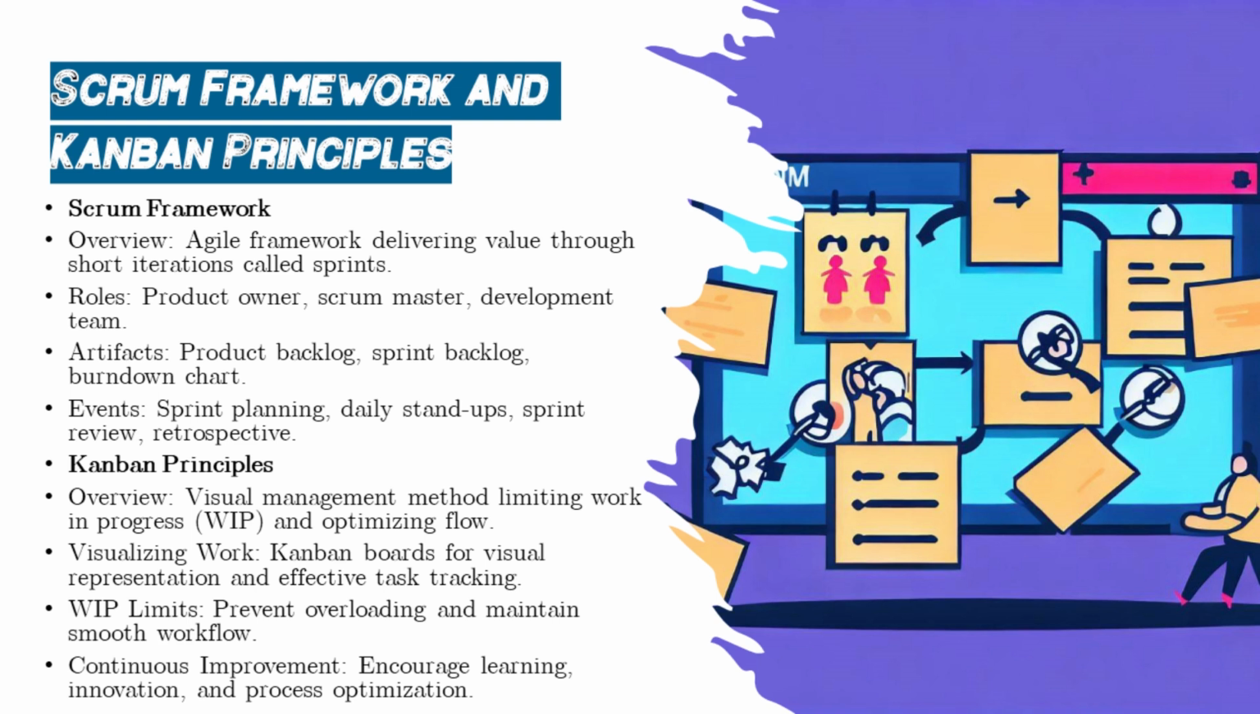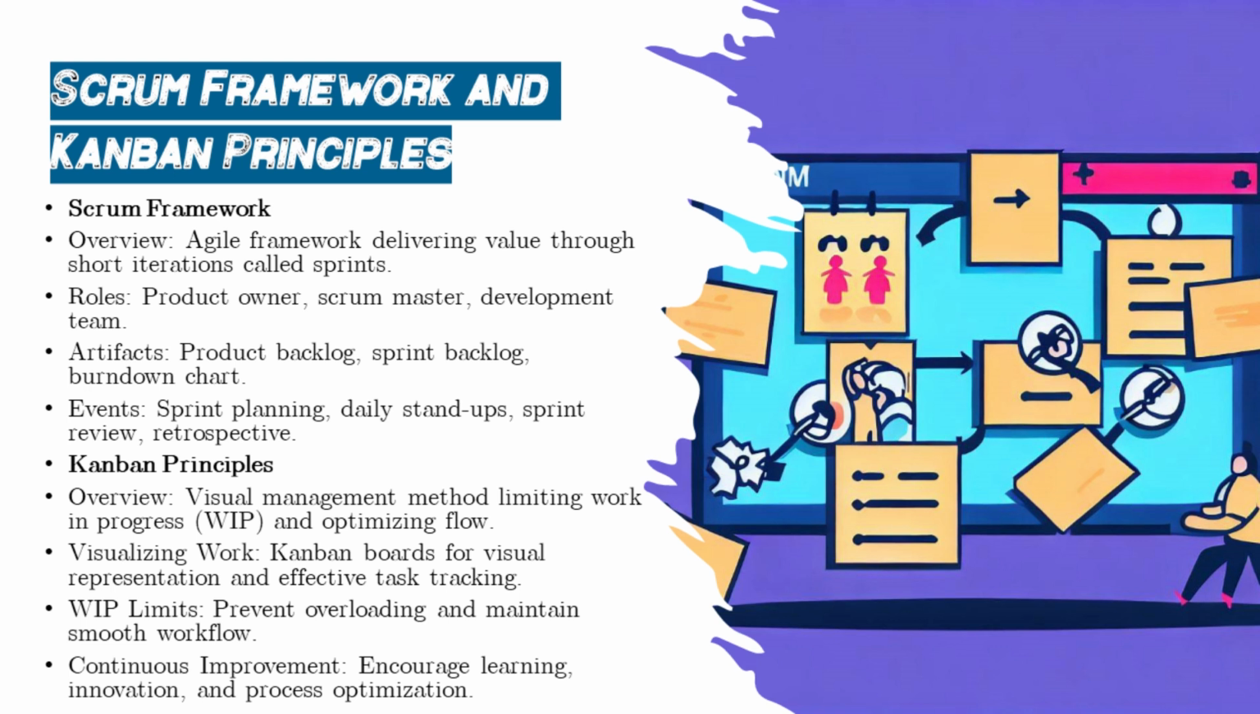Scrum is an agile framework that focuses on delivering value through short iterations called sprints. It involves specific roles such as the product owner, Scrum Master, and development team. Scrum utilizes various artifacts like the product backlog, sprint backlog, and burn-down chart. Important events in Scrum include sprint planning, daily stand-ups, sprint review, and retrospective.